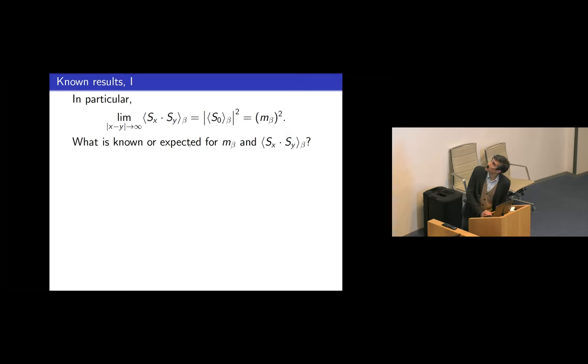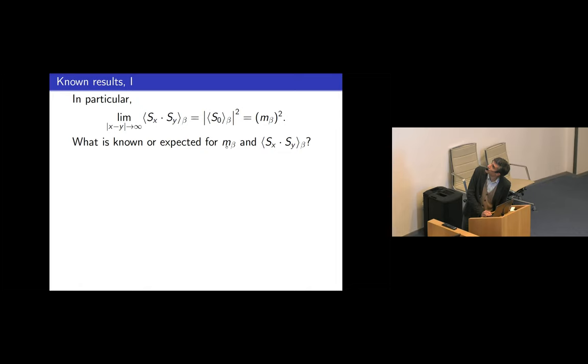So ergodicity of the measure means in particular that the two-point function averaged against the limiting infinite volume Gibbs state factors, in the sense that the limit of the spin correlation as the distance goes to infinity is equal to the product of the averages, which is in turn independent of the site. And this is nothing but the so-called spontaneous magnetization squared.